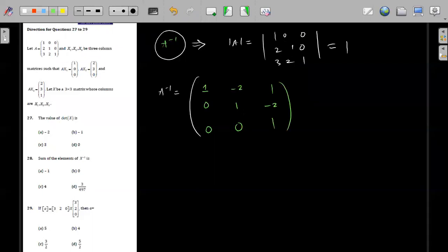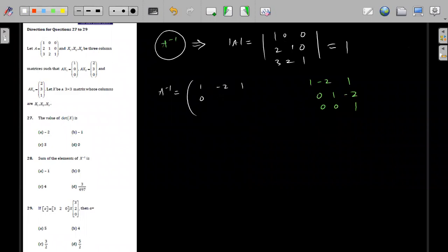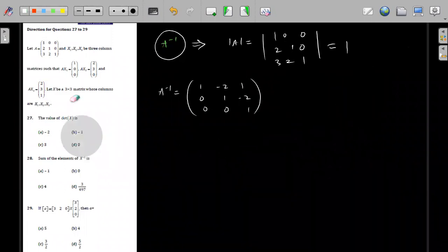So I'm getting the matrix something like this, right? I will write 1 minus 2, 1, 0 1 minus 2, and 0, 0, 1. If anyone has solved this one, you can check. If I made any mistakes, just tell me. 1 minus 2, 1, 0, 1 minus 2, 0, 0, 1. I hope this one is correct. Solving on the screen is okay. A inverse, I am getting this.